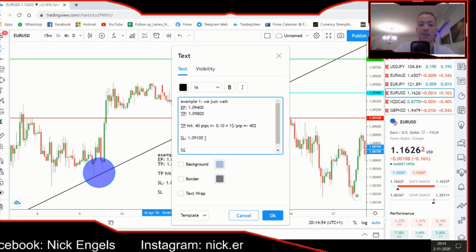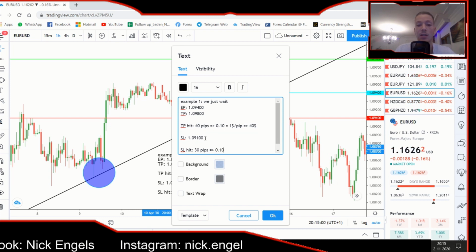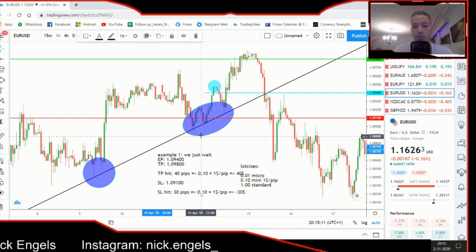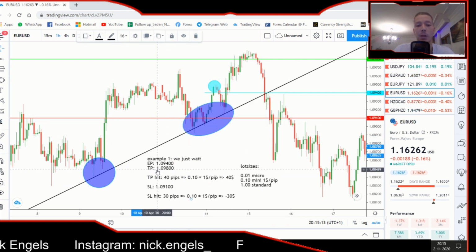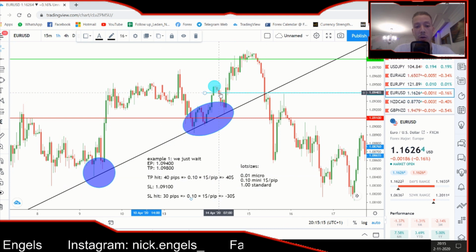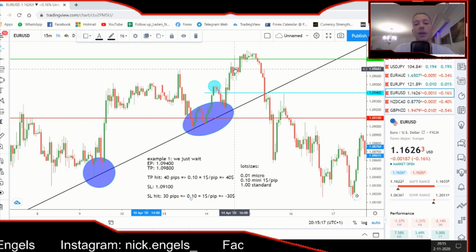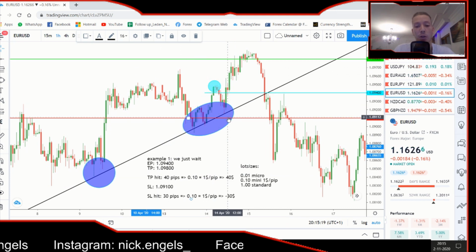That means that if the stop loss is hit, we have 30 pips. If we then use again the same lot size as in the example, $1 for every pip, this means that if it would have gone wrong, we would have lost 30 bucks, right? This is the normal example. This is if you normally trade, all right? You have your entry point over here, you have your take profit over here, and your stop loss over here.